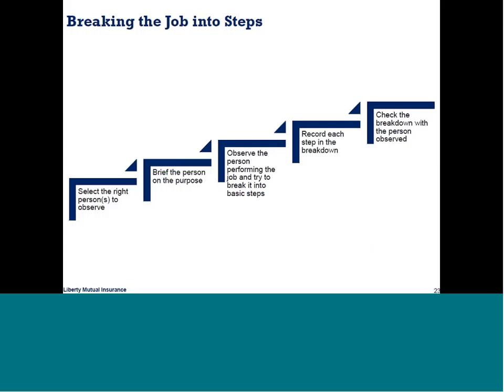So let's go further into a job hazard analysis. After selecting a job, you'll want to break down those jobs into steps. Select a person to watch and tell them why you're doing it. Pick a person that performs this job frequently. If it's observing someone snaking a toilet, of course, pick a maintenance staff person that does this frequently.